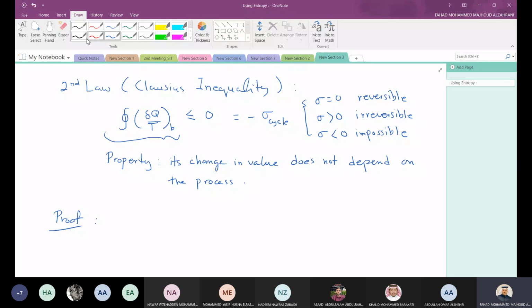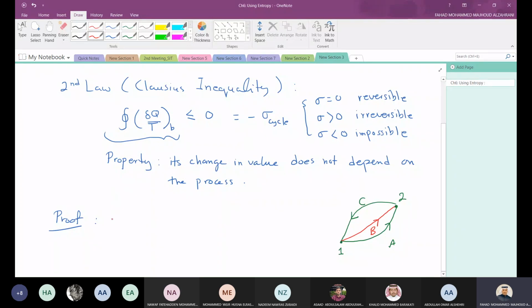To prove that, let us look at two different cycles. They share the same end states. Let's say I have state 1 here and state 2 here. Let's assume we have two different cycles. Cycle 1 has process A here, and then goes back to 1. So this is a cycle now. I'll call this process C. And the second cycle has process B here, and then the same process C goes back to 1.